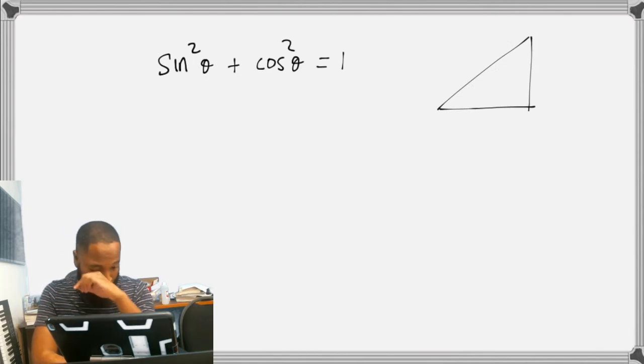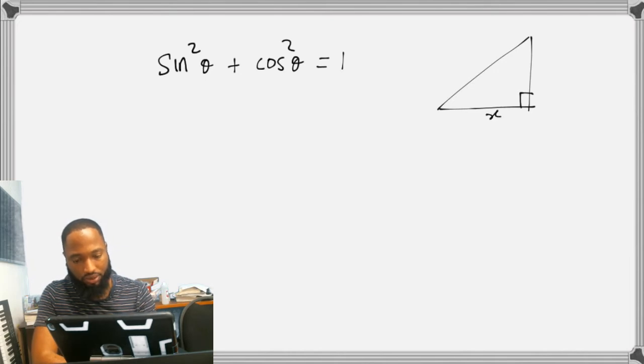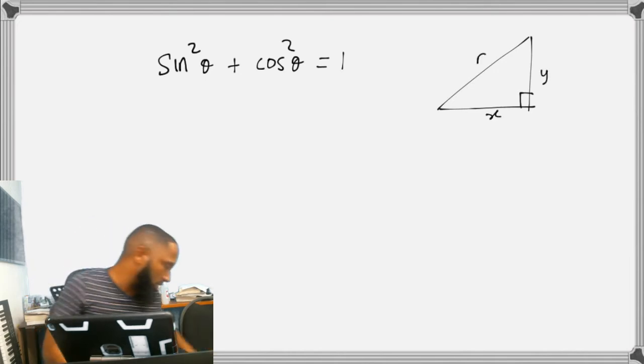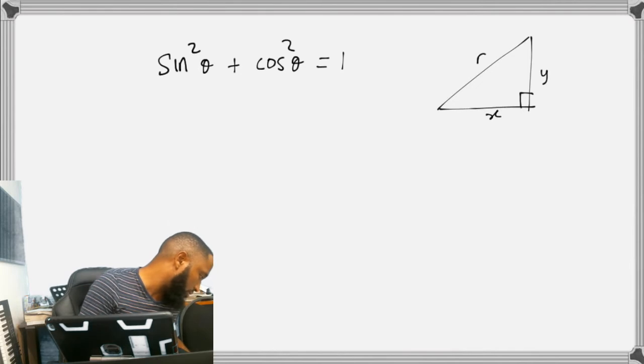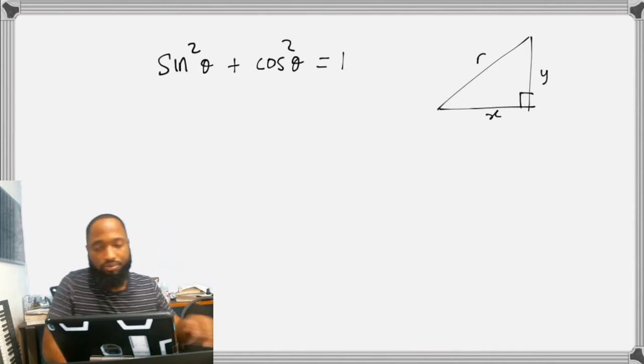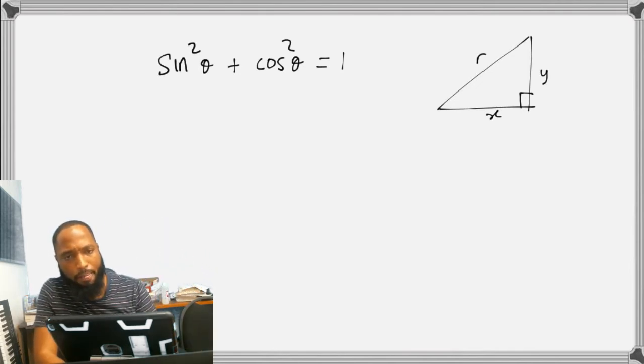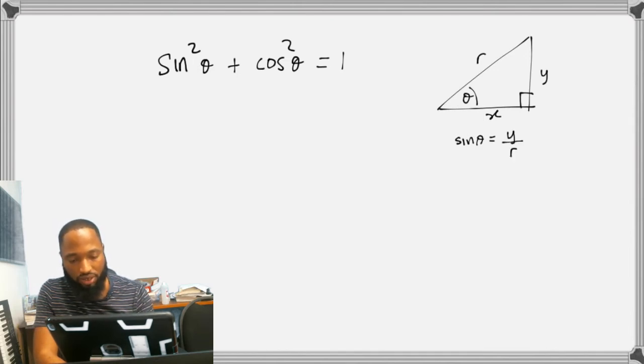Let's say we have, what's the convention, right? X, Y, R. X, Y, R. Yeah. So X, Y, R. And we can drop a little angle here if you want. Theta. And we see the sine of theta is opposite over hypotenuse, so Y over R. Cos of theta is X over R, adjacent over hypotenuse.